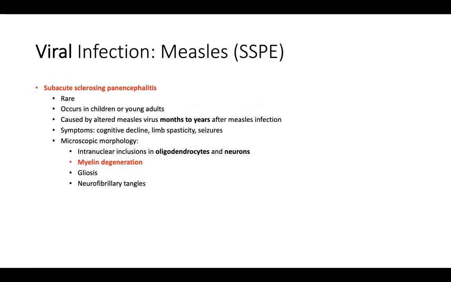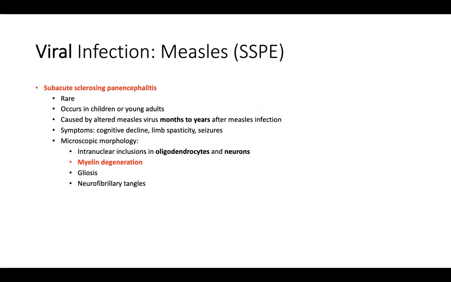Subacute sclerosing panencephalitis is associated with measles. So sometimes people who are against vaccines might say, well, it's just a rash. Well, measles is not just a rash. You can also get subacute sclerosing panencephalitis.